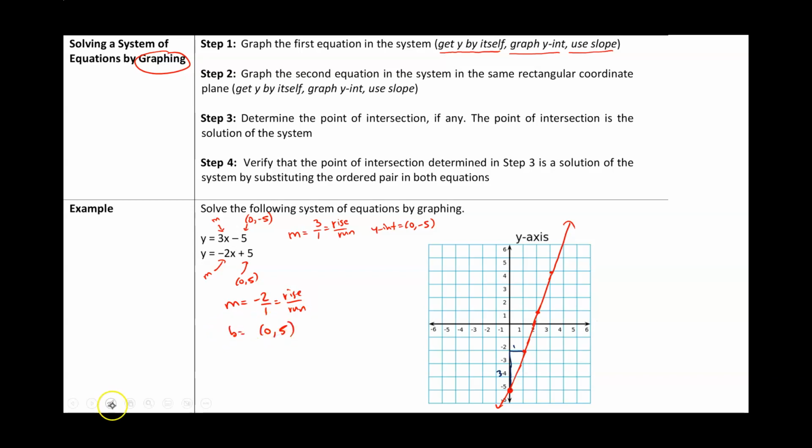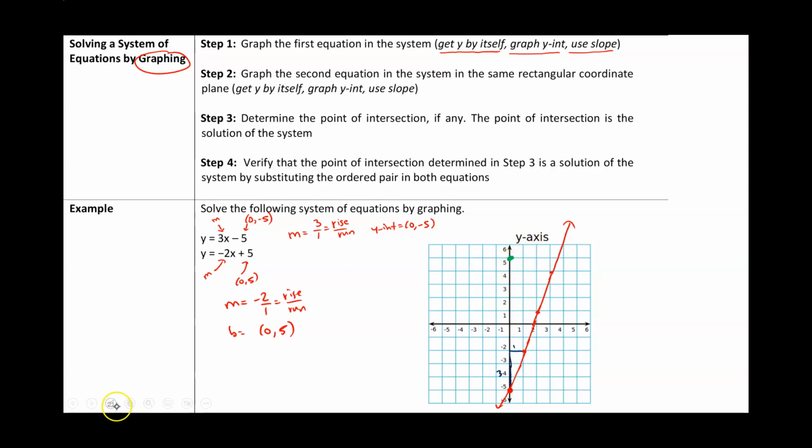So for the second line, this one I'll do in a different color. I start with (0, 5), so it's 1, 2, 3, 4, 5. And remember, the y-intercept is always on the y-axis, not on the x-axis. I labeled the y-axis for you guys. Our slope is negative 2 over 1.